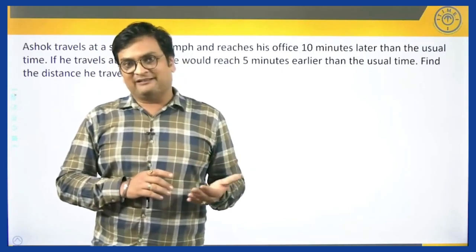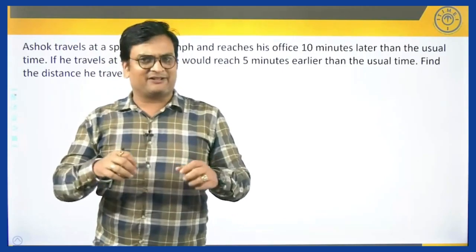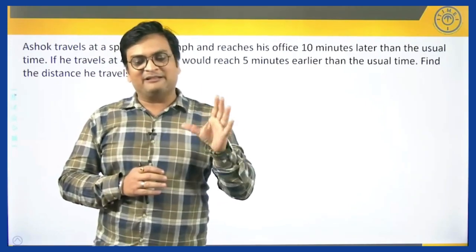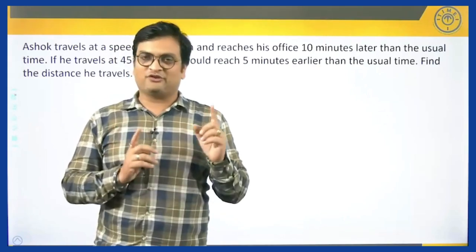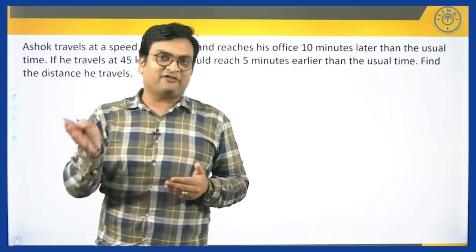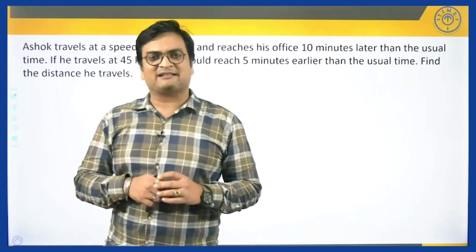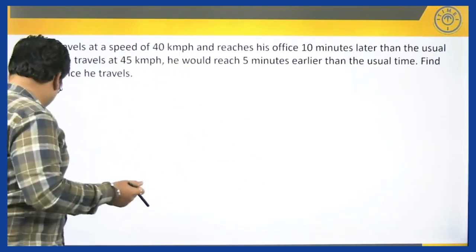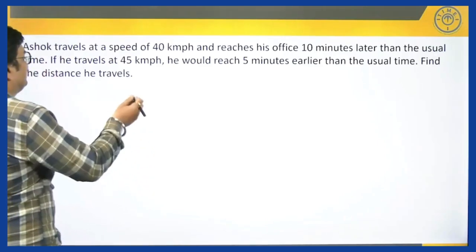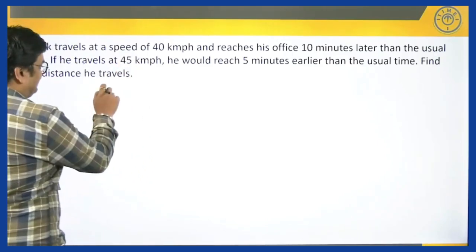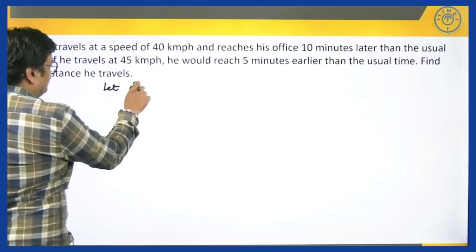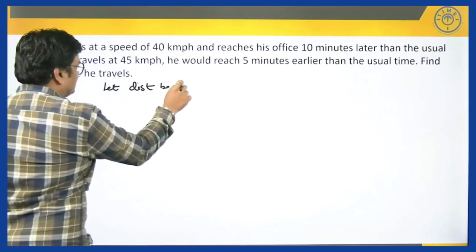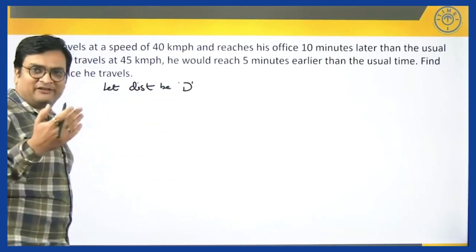If he travels at 45, that means he is increasing his speed, he is going a little faster. He would reach 5 minutes earlier than the usual time. So, usual time we have taken as 9. Now, he will reach 5 minutes before that. Find the distance he travels. So, we can solve this question in many ways. For example, one of the ways could be like this. Let us say the distance is d. The distance he is traveling is d kilometers.